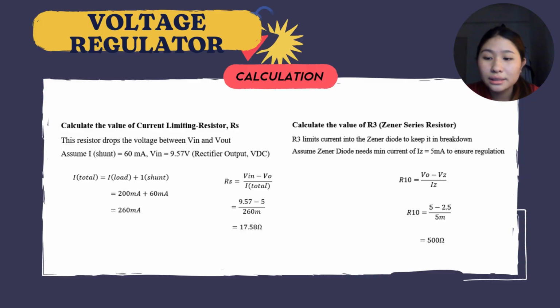The second calculation is to calculate the value of R3. The Zener series resistor is used to limit the current flowing through the Zener diode, keep the breakdown mode, and ensuring proper voltage regulation. The final value of the resistor is calculated to be 500 ohm.